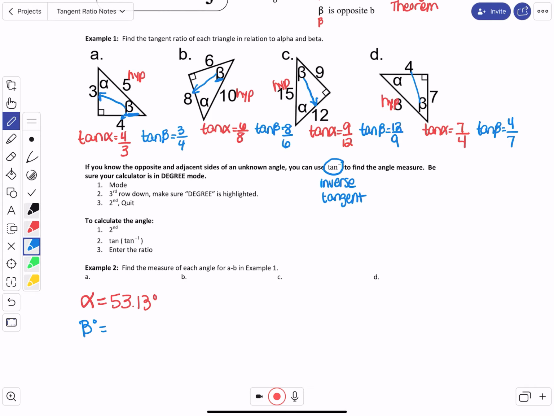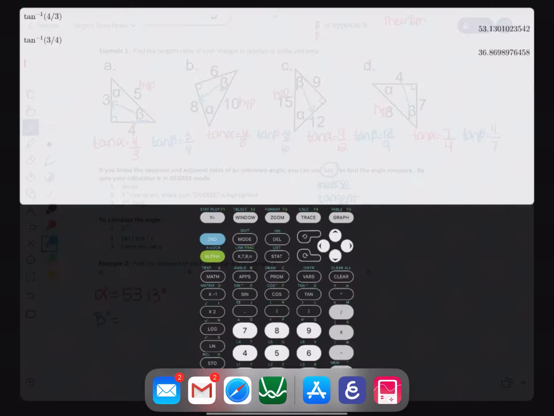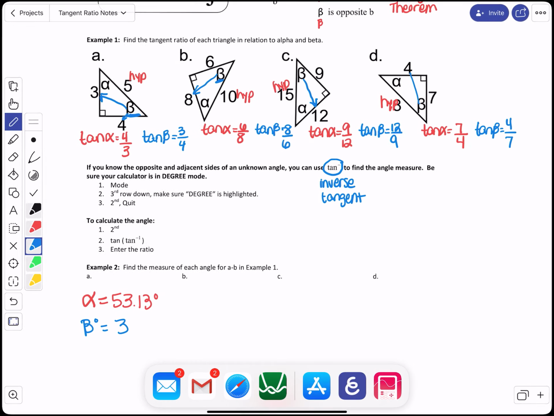And then if I do beta, okay, I would do the inverse tangent of 3/4. Okay, so I would hit second tangent 3/4. I'm just doing the opposite. And I would get 38.87 degrees. I would round. So it would be, let's see, I've already forgotten here.